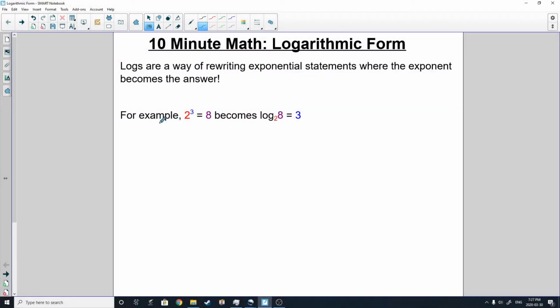Okay, welcome back to another 10-minute math. This time we're looking at logarithmic form, and we're going to do this in under 10 minutes, guaranteed.